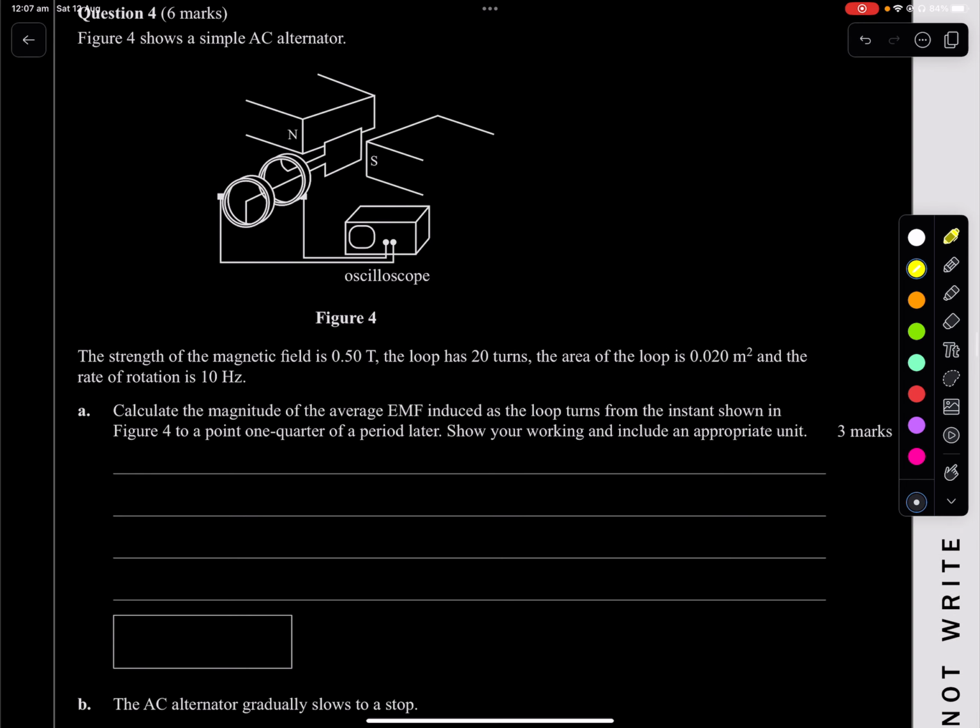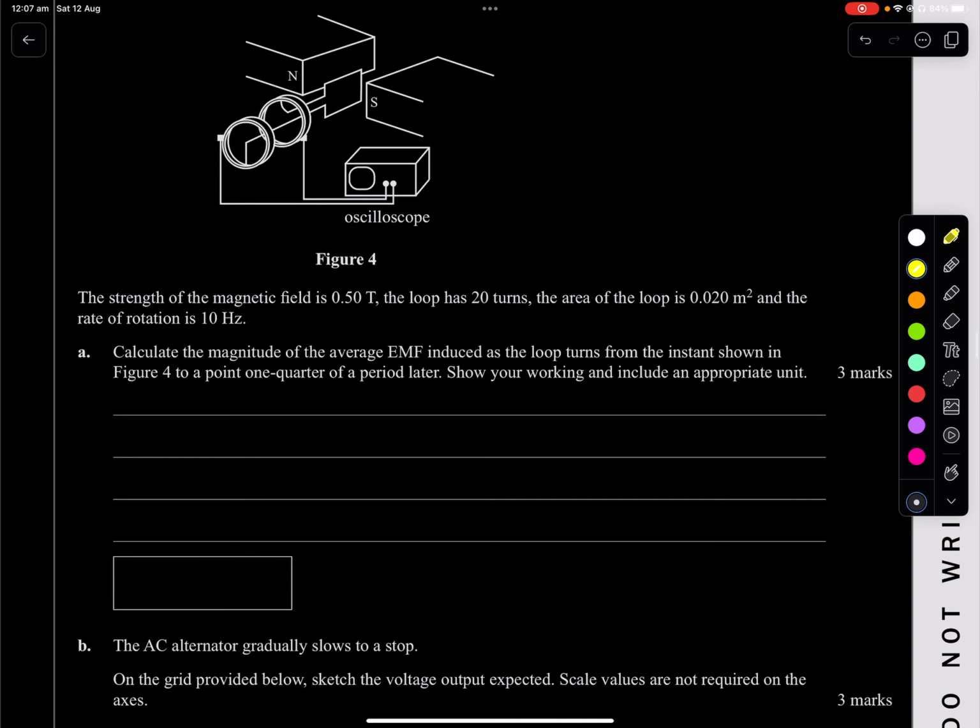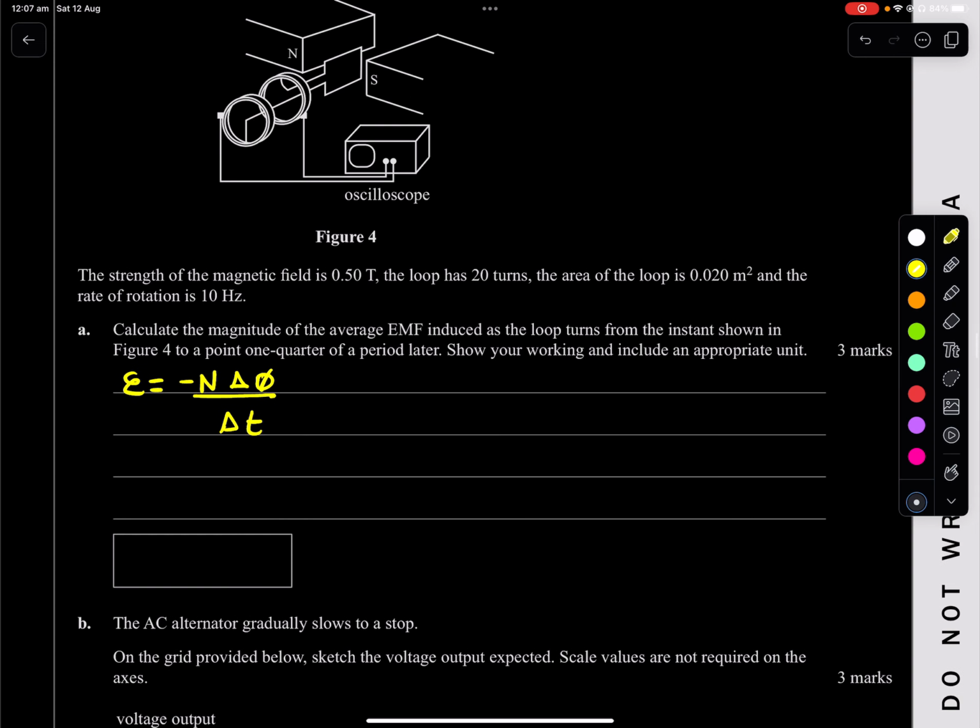So for your EMF, I'm going to look at my summary sheet for the formula for EMF. Okay, perfect, I have it. So EMF is equal to negative N times the change in magnetic flux all over change in T. Okay, 3 marks. So what do we know?